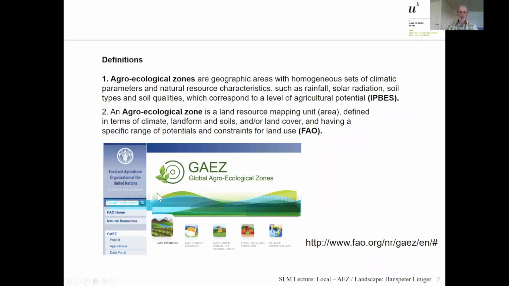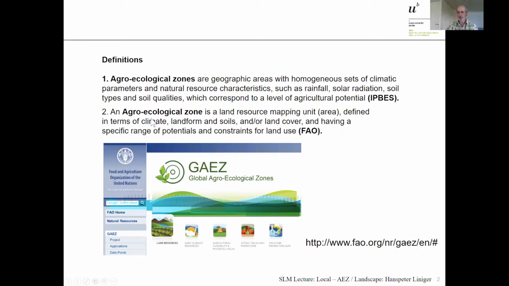Agroecological zones. What are agroecological zones? They are geographic areas with homogeneous sets of climate parameters and natural resource characteristics, such as rainfall, solar radiation, soil types, and soil qualities, which correspond to a level of agricultural potential. So it's related to potential, it's related to climate and to the environment.